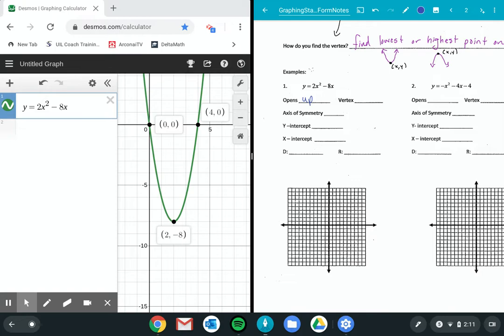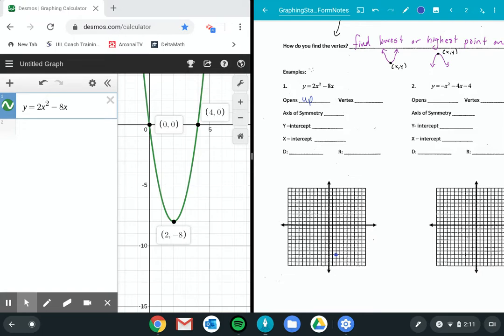So it opens up. Where's my vertex? Well, my vertex is at the lowest point of this graph since it opens up. And that point is 2, -8. So 2 and -8. So 1, 2, 3, 4, 5, 6, 7, 8. There's my vertex.